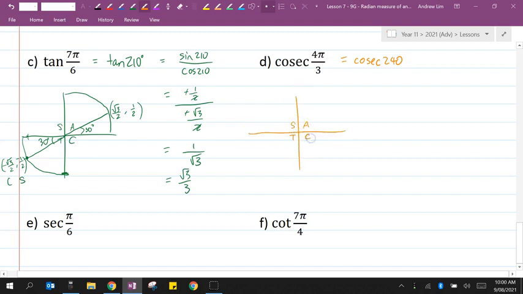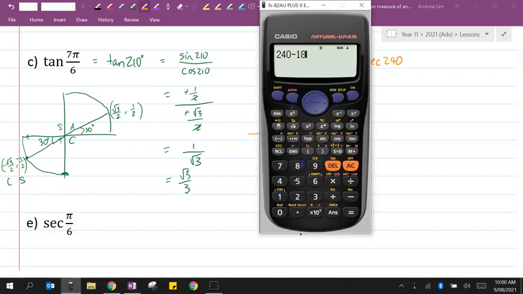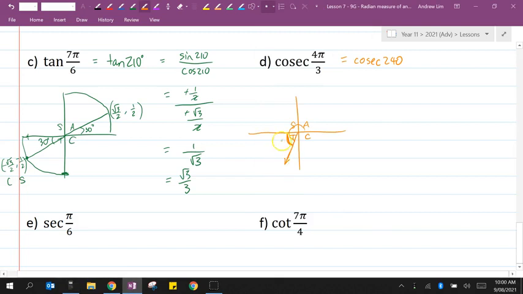All stations to central. 240 degrees is probably around here. So that means this angle here has to be 240 minus 180, which is 60 degrees. That's 60. So that means we're looking at this one, 60 degrees, which I know is half, comma root 3 on 2. So that means here we know that this one is half, comma root 3 on 2, except they're both negative.